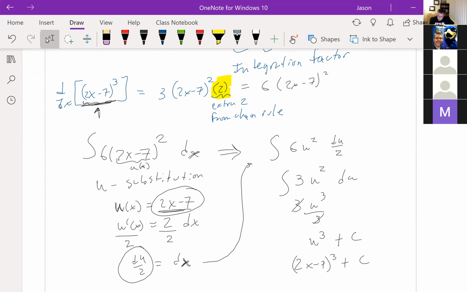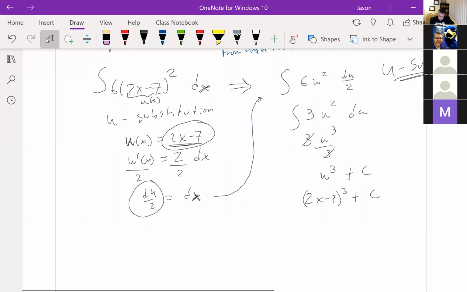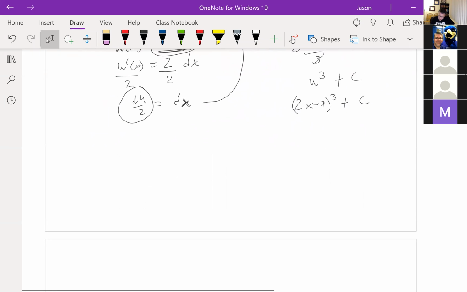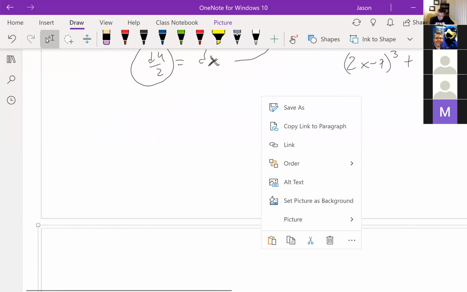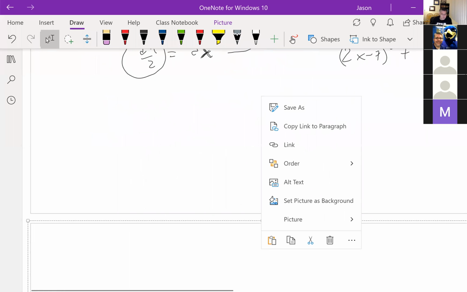This is called u substitution, or u sub. We're identifying what the u is, getting the u prime, and then dividing by that u prime. It's a hard concept conceptually, but the math is actually pretty straightforward.